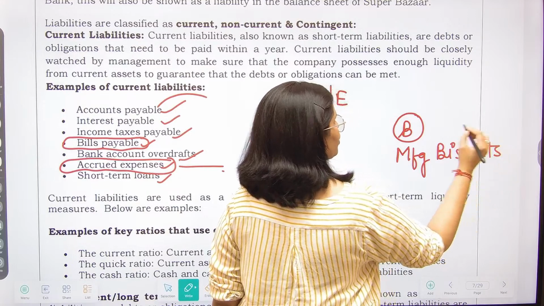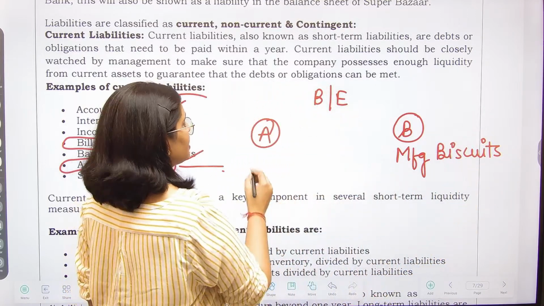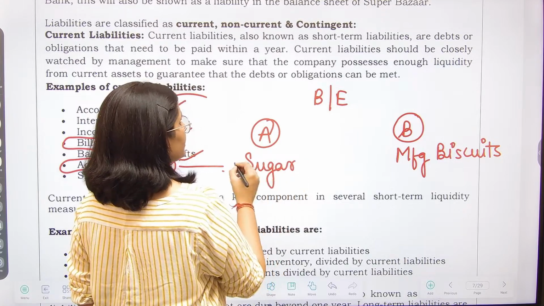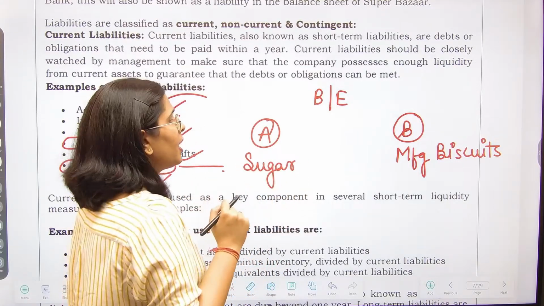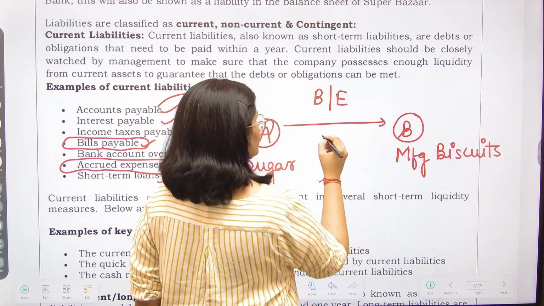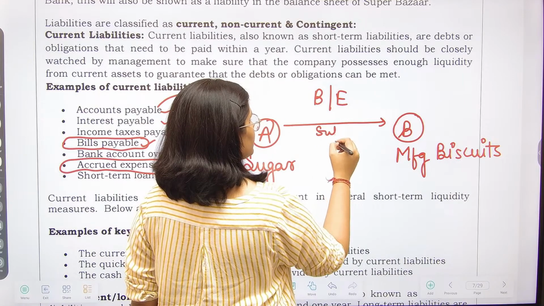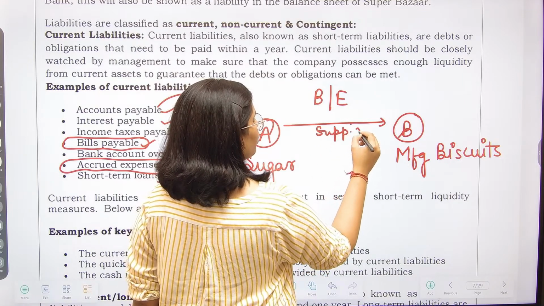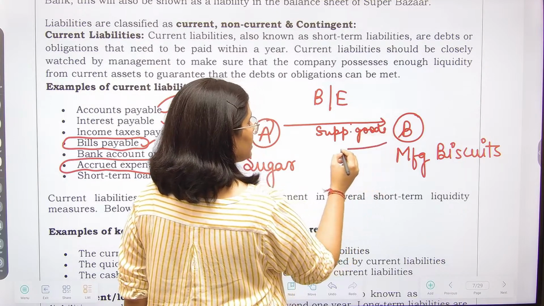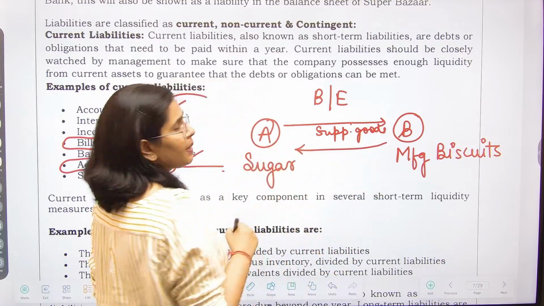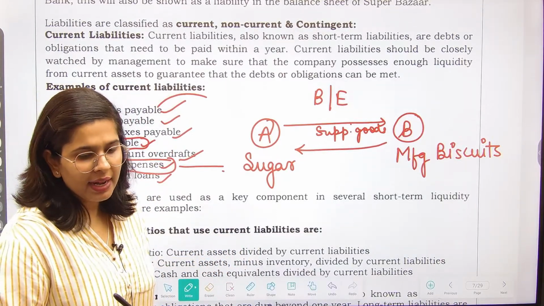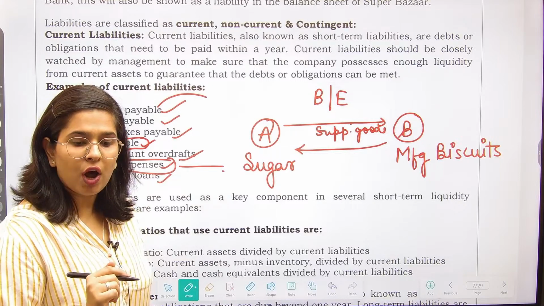Now for manufacturing biscuits, he needs sugar, right? So Mr. A is a supplier of sugar. So in this particular case, Mr. A has supplied goods, right? And what has Mr. B done? Mr. B should have made the payment, but he has not paid it. Fine. So bills of exchange is what?